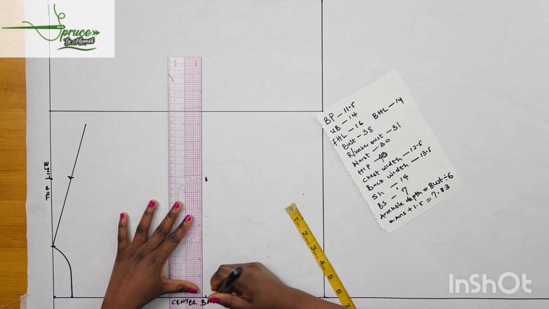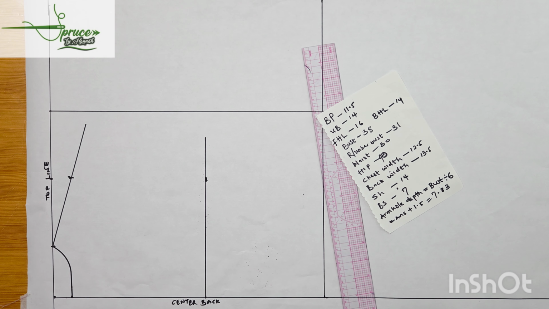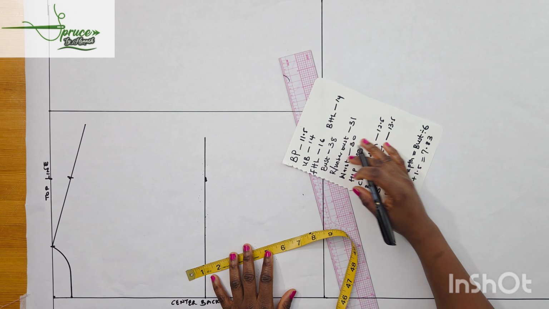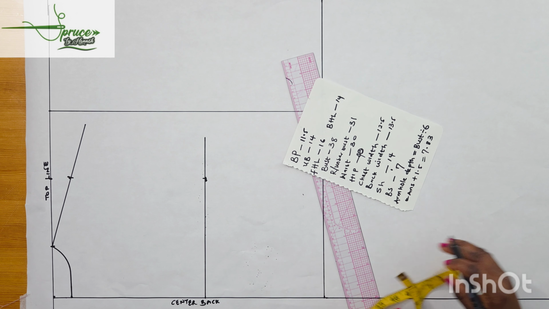After indicating the armhole depth measurement, you're going to rule a straight line at that point. Then on that line, you're just going to measure out your shoulder measurement as well. Then you will connect it to the shoulder slope like you see me do.